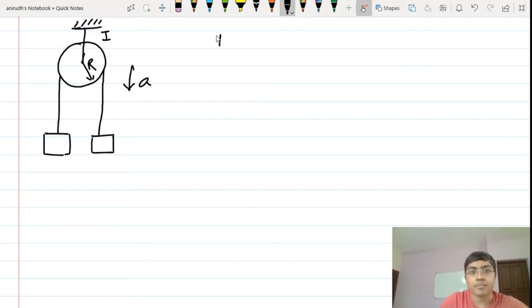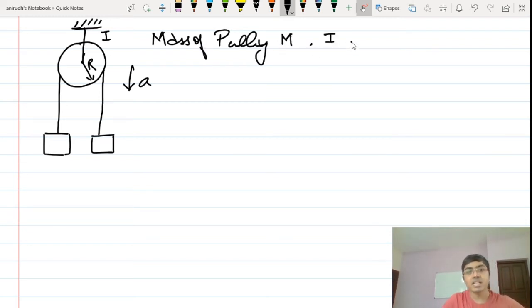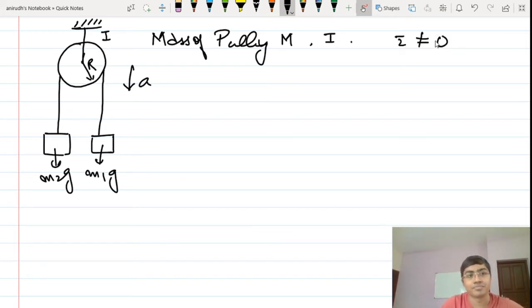So I can say that the mass of the pulley is m, and therefore the moment of inertia is I, right? So I can just tell you what is happening over here now. This is m1g, this is m2g. Now, since the pulley is having a mass, there is moment of inertia possible. So the torque of the pulley will be not equal to 0.